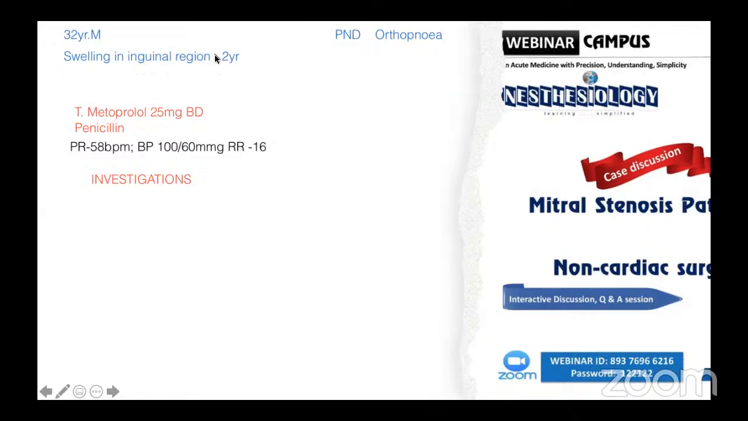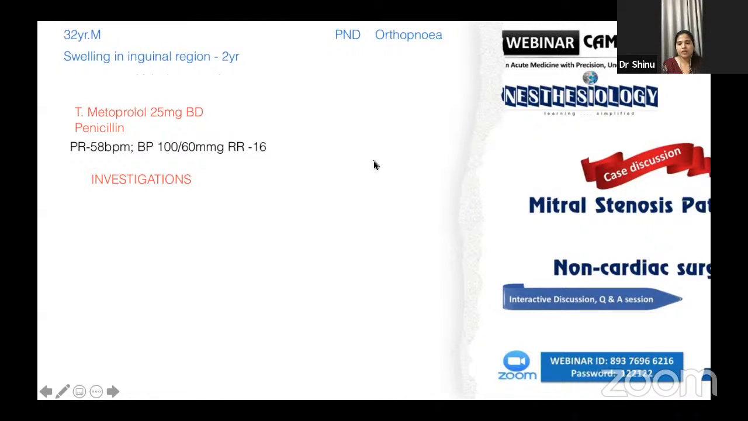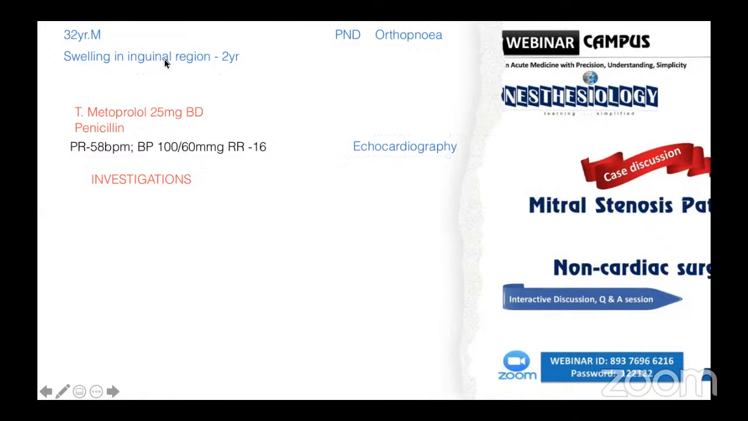Repeat echocardiography. So what are the things you are going to look for in that? Ma'am, in echocardiography I'll look for the mitral valve area, then the transvalvular pressure gradient, then whether the patient has any PAH, that is pulmonary artery pressure, then the mitral valvular apparatus. Very good. Okay, and what else?